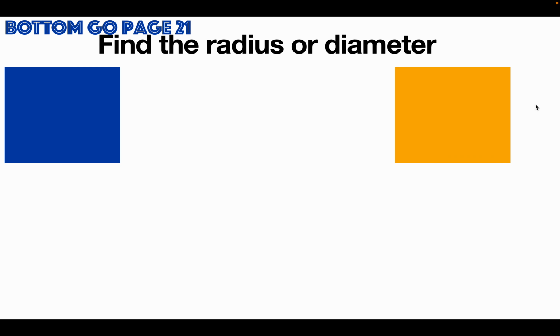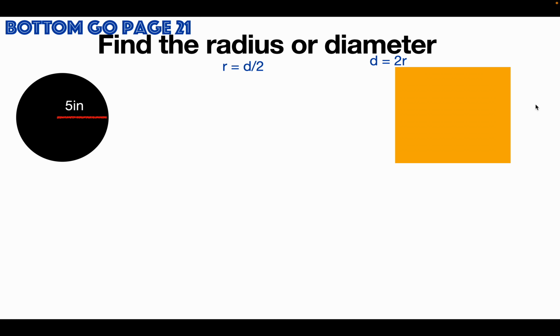Okay, we're going to find radius or diameter again. Radius is diameter divided by 2. Diameter is radius times 2. Alright, I want you to figure out what this one is giving you. It is given as our radius. So that means I need to find my diameter. Go ahead and do that. So diameter is 2 times your radius. Plug in my radius, and then do the math. Diameter is 10 inches.